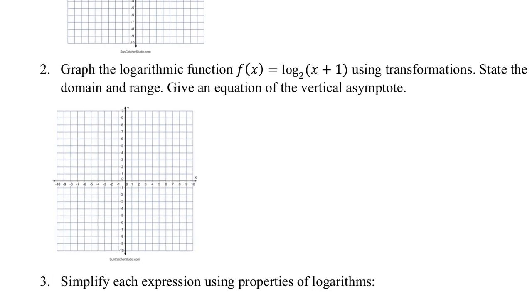Okay. Graphing logarithmic functions is from section 2.3. Logarithmic functions have a vertical asymptote. Usually it's here on the y-axis, unless there's been a horizontal transformation, which there has because this occurs inside the function. So remember, x plus 1 moves to the left 1 unit. So the vertical asymptote is to the left 1 unit. It says give an equation, so that's x equals negative 1.